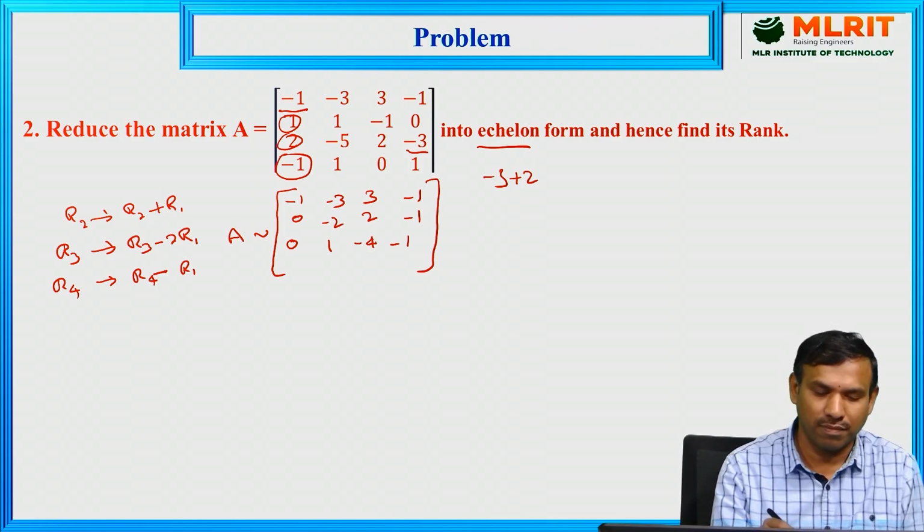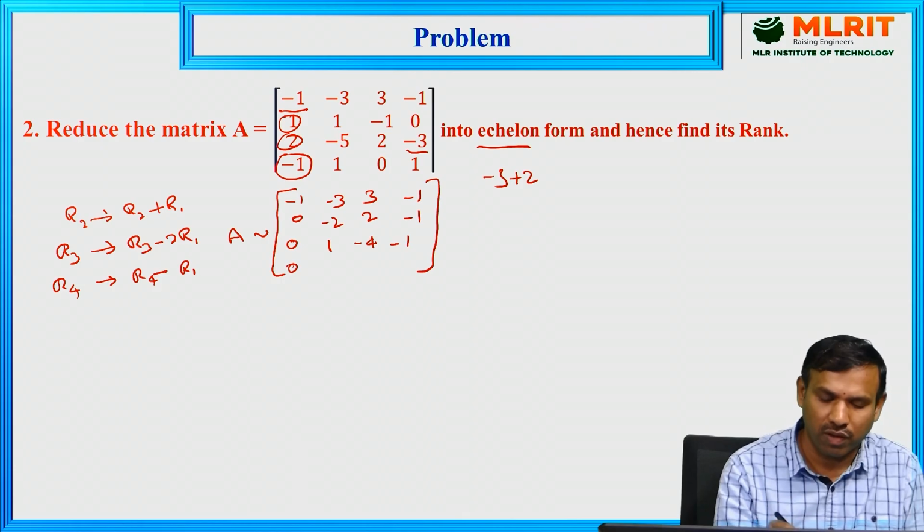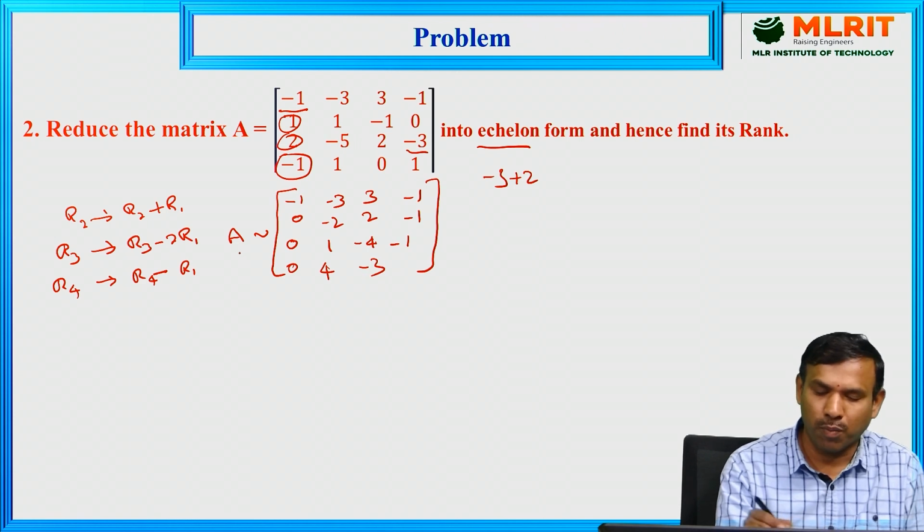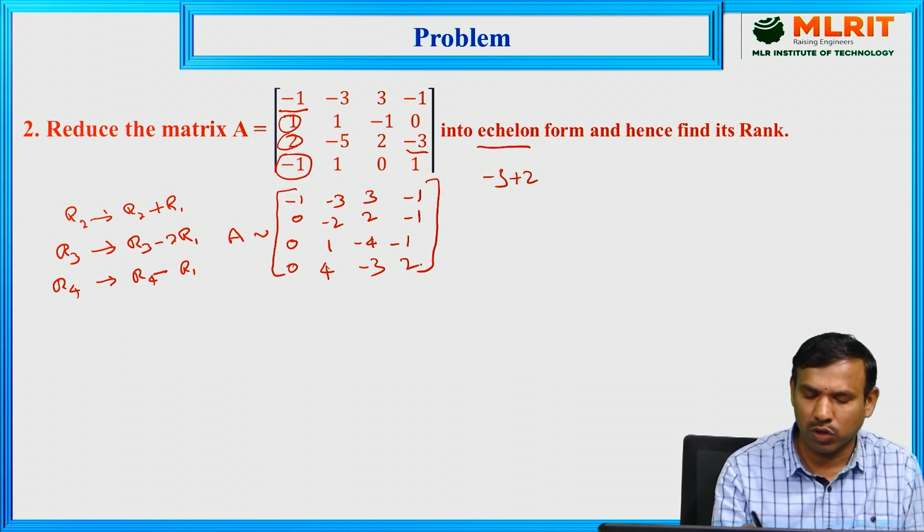R4 minus R1. Minus 1 minus of minus 1 plus 1, 0. 1 plus 3, 4. 0 minus 3, minus 3. R4 minus R1. 1 minus of minus 1 plus 1, 2.